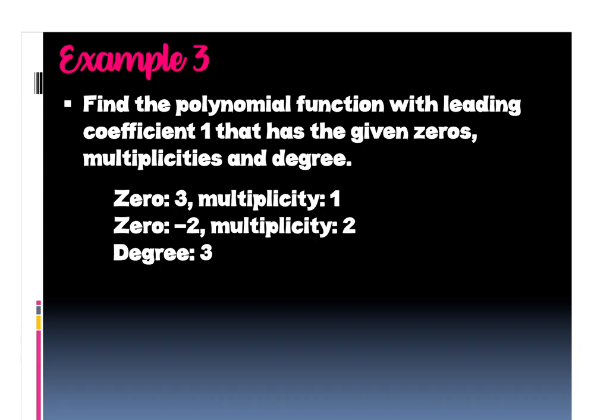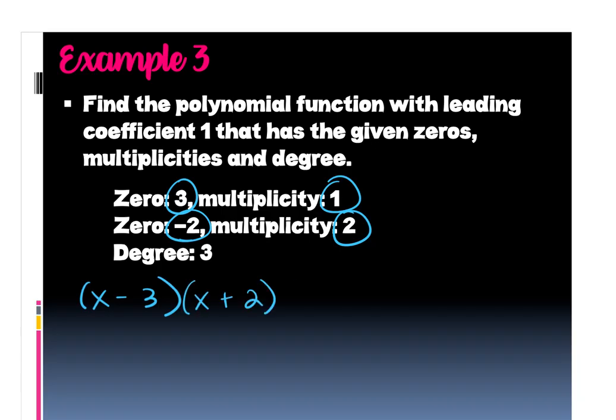So it tells you that a 0 is 3 with a multiplicity of 1. That means I get 1x minus 3. Then it tells you you have a 0 that's negative 2 with a multiplicity of 2. That means I have x minus a negative, which would be x plus 2 twice. And then it tells you that the degree is 3. So when I multiply this all out at the end, I should end up with an x to the third.